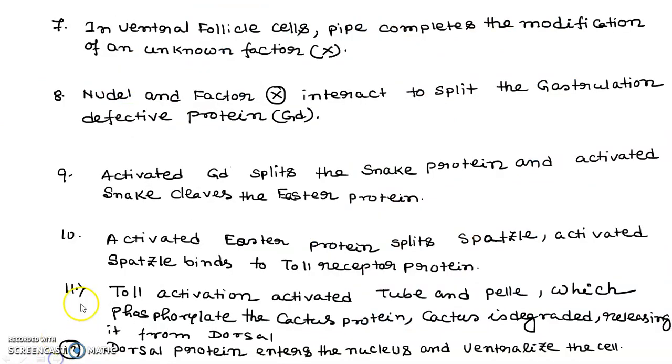Now we can see that in ventral follicle cells, pipe completes the modification of an unknown factor X. Now, noodle and factor X interact to split the gastrulation defective protein, or GD. Activated gastrulation defective splits the snake protein, and activated snake cleaves the easter protein. Activated easter protein splits spätzle. Activated spätzle binds to the toll-like receptor.